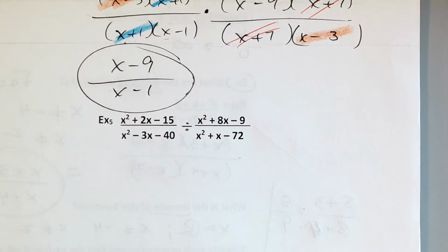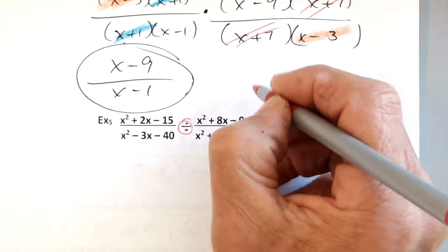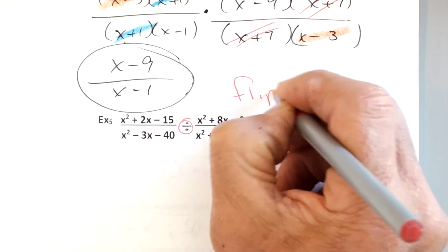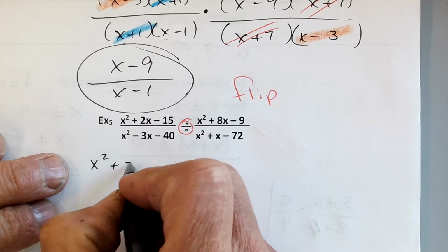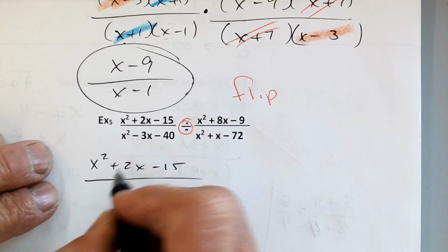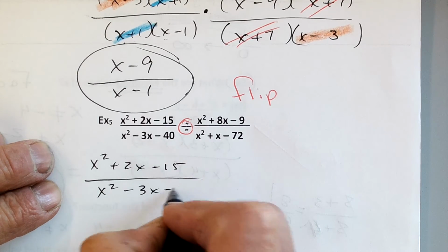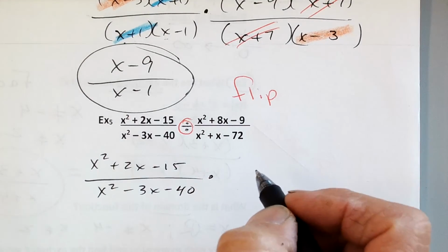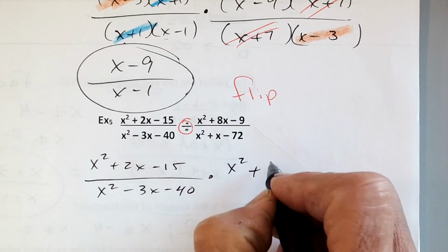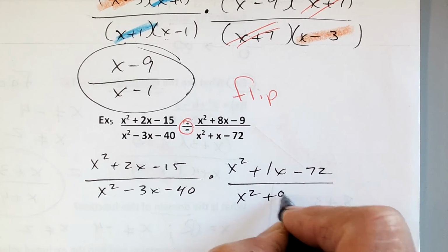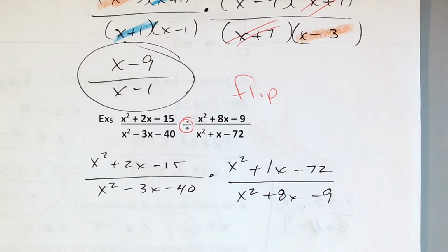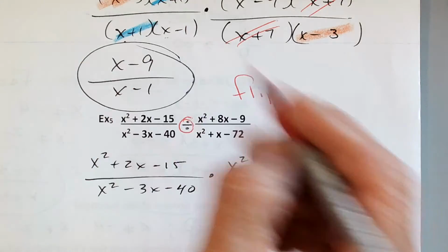Example 5. Well, before I do anything, I'm going to flip the second fraction, right? x squared plus 2x minus 15 over x squared minus 3x minus 40 times, I'm going to flip it, right? x squared plus 1x, and put the 1 there, minus 72 over x squared plus 8x minus 9. Okay? So I flipped the second fraction, right? When you divide, you have to flip the second fraction. So flip this one.